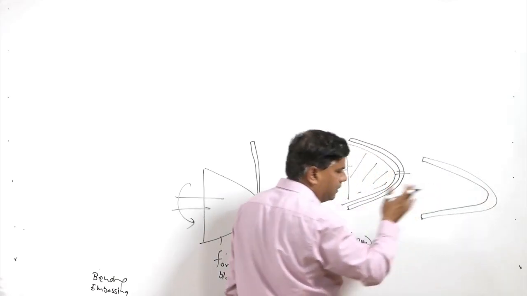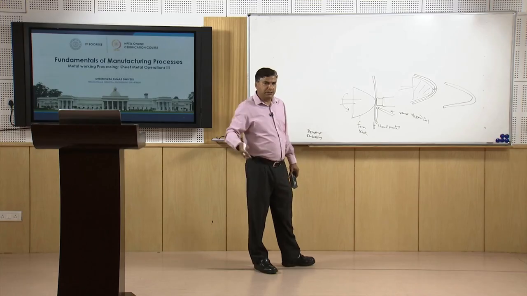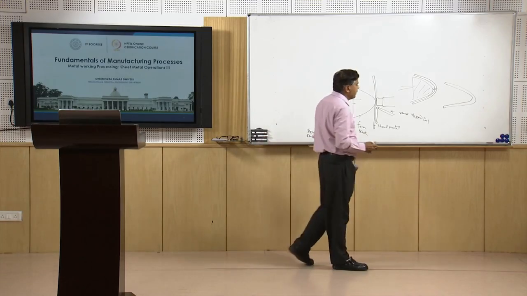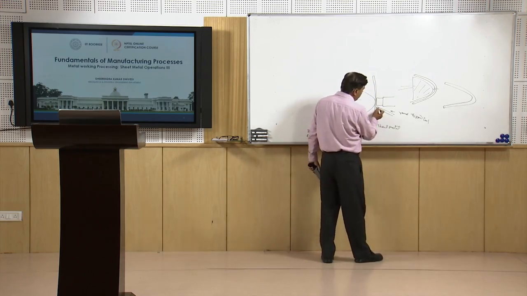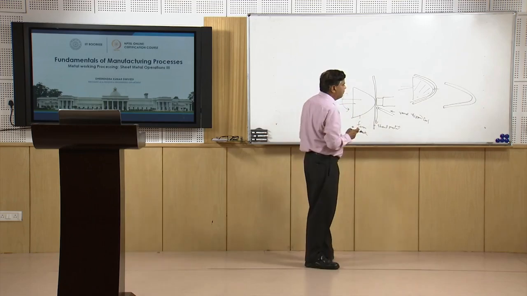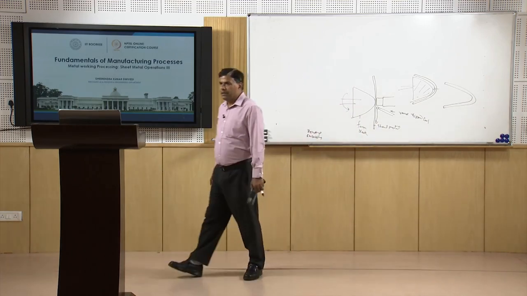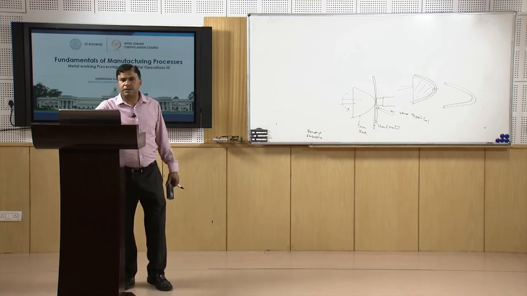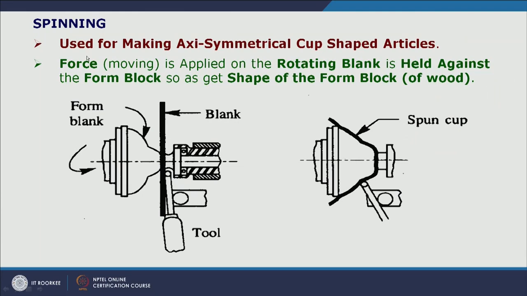There can be different axis symmetric configurations and geometries which can be produced by the spinning process. Basically, the round tipped tool helps to deform the sheet metal according to the shape of the form block, so that the desired shape is achieved. This is what has been shown using the schematic diagram.